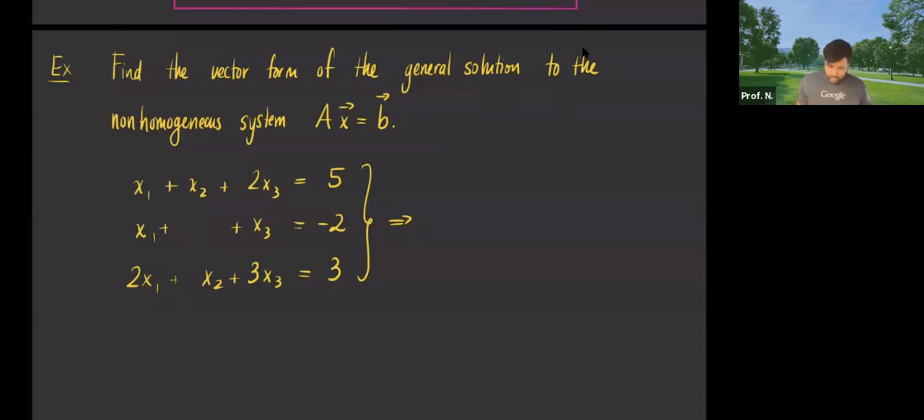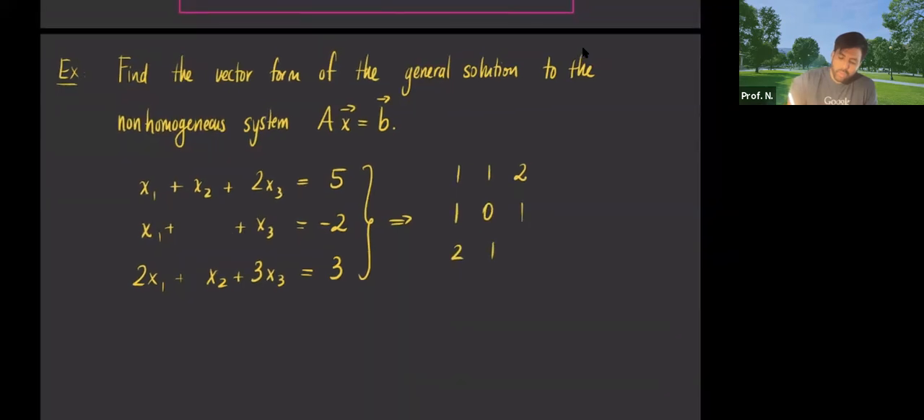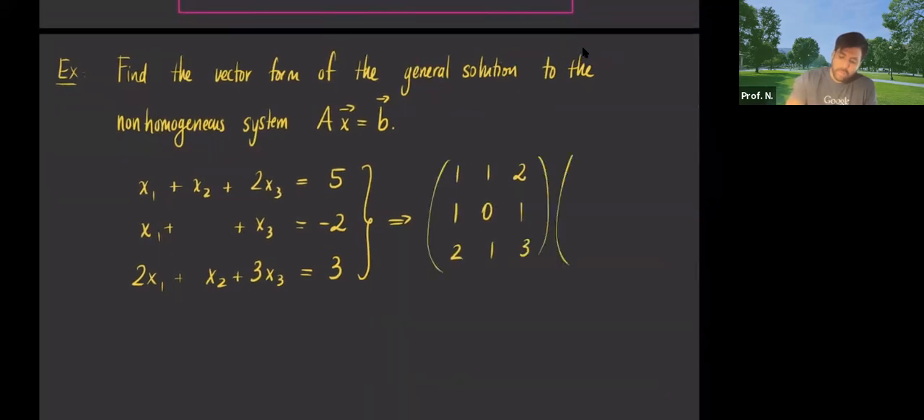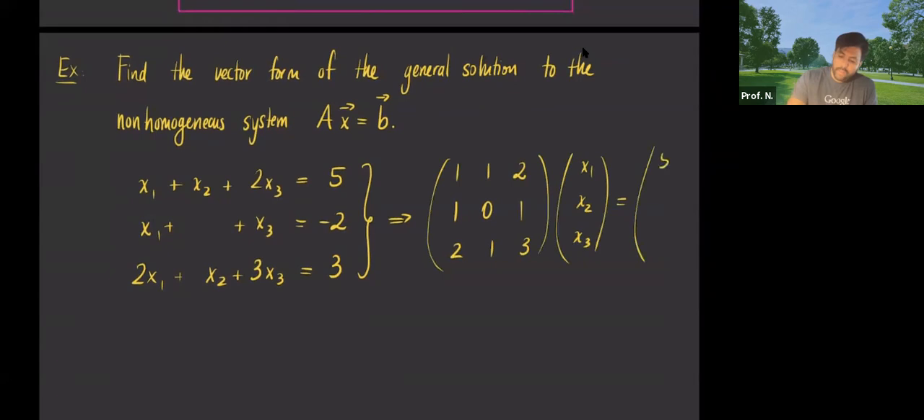What's the first order of business here? What's the first thing we should do to solve the system? We create the matrix equation, right? So then the coefficient matrix would be what? 1, 1, 2, 1, 0, 1, 2, 1, 3. This is x1, x2, x3. This is 5, -2, 3. Right?